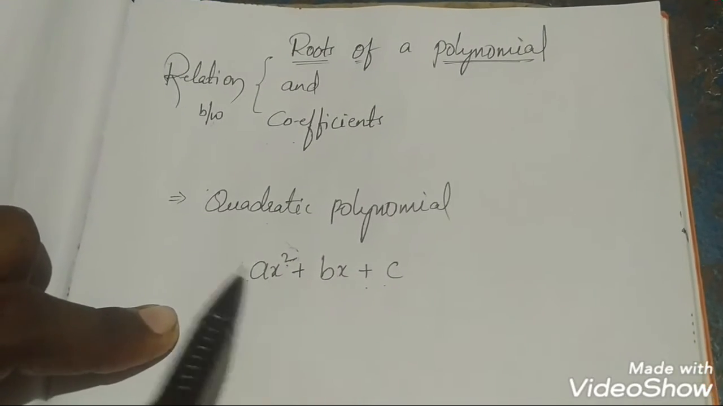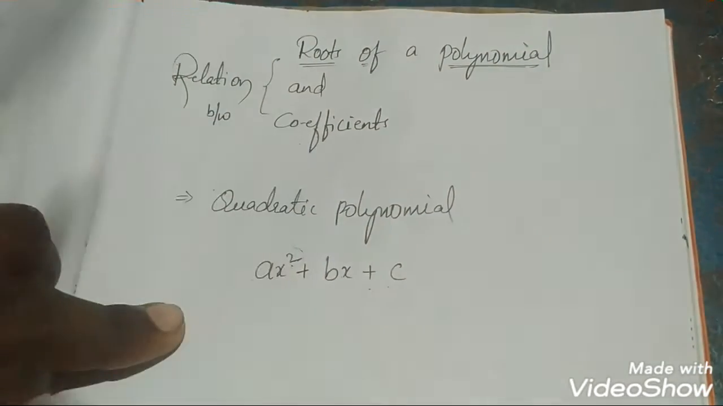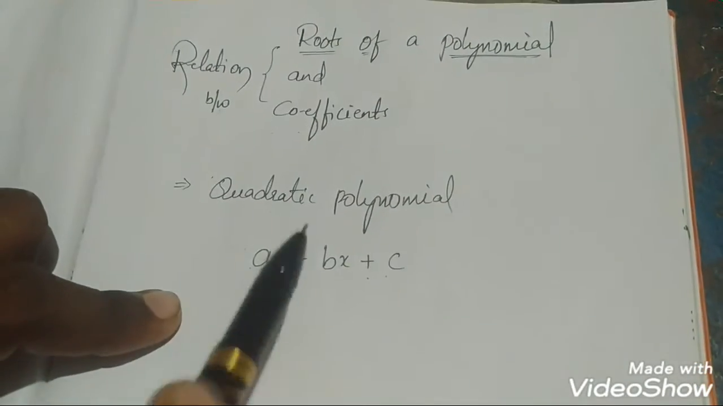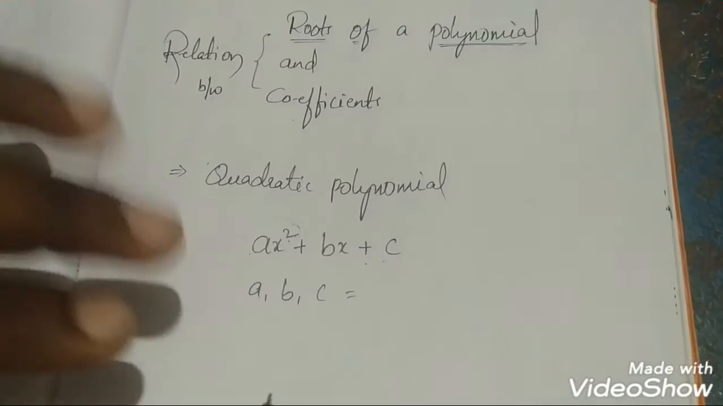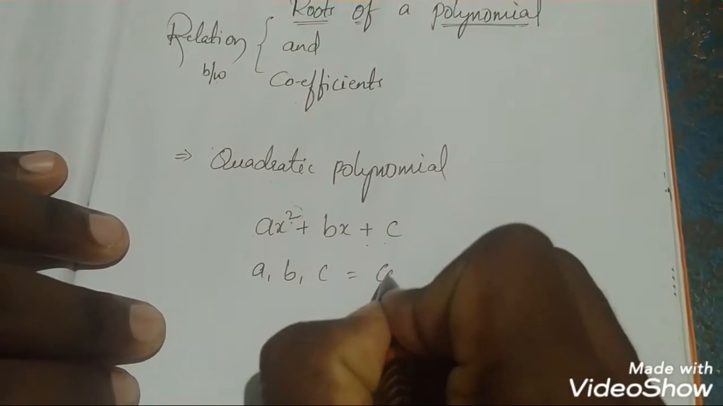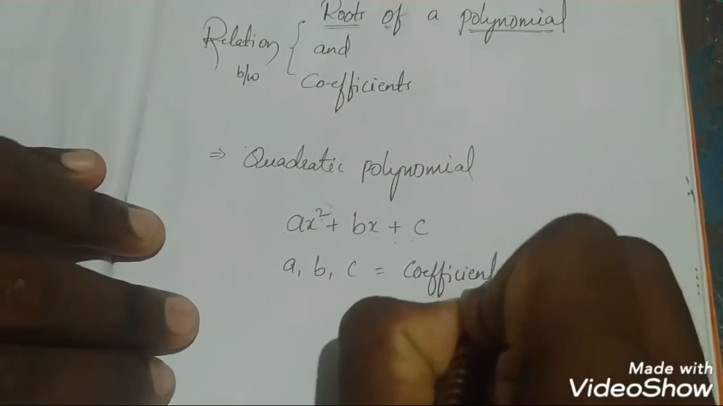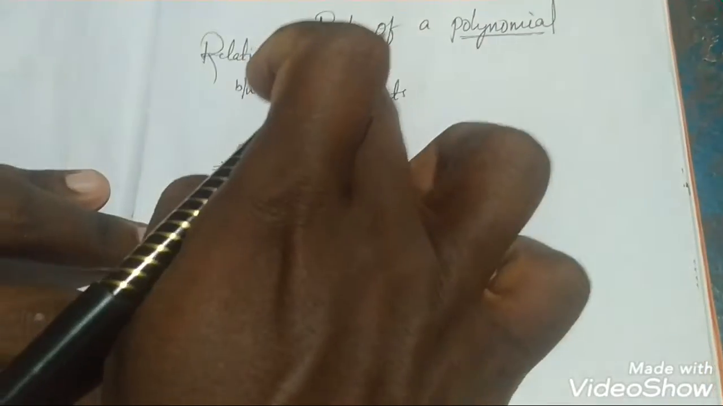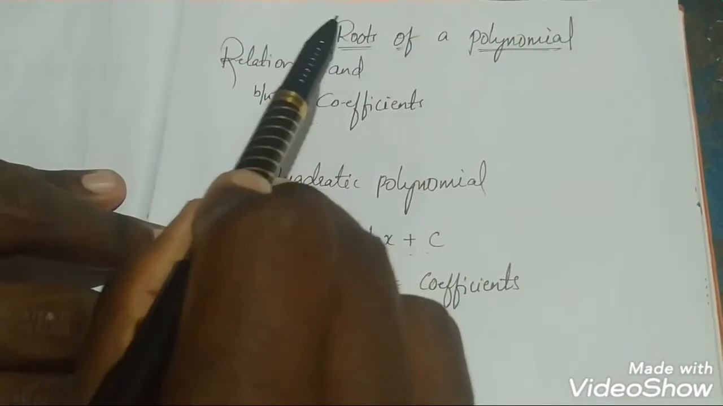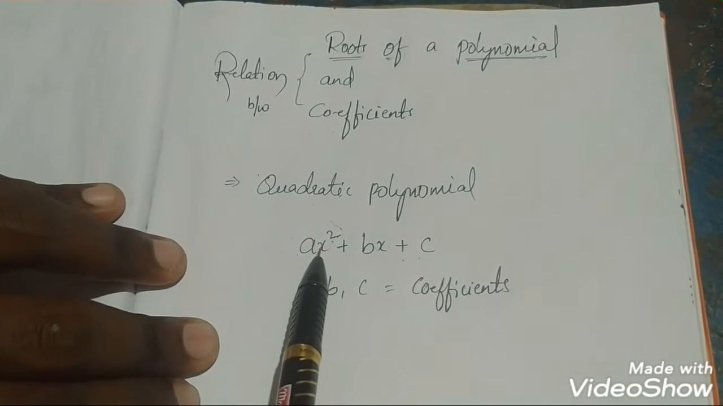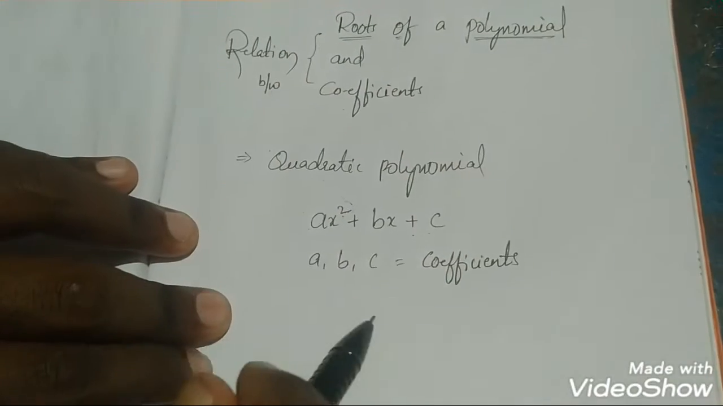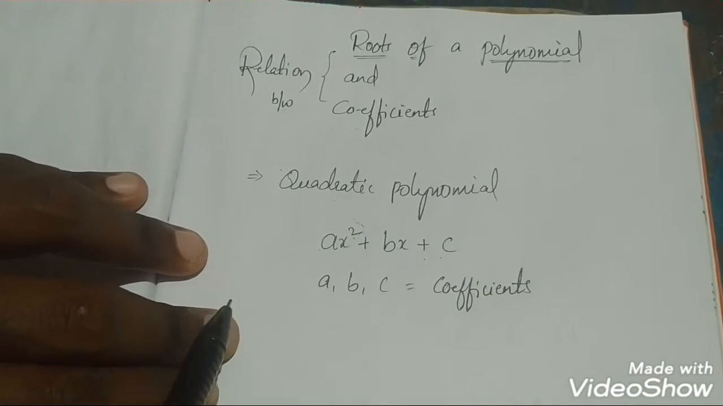Now we must make a relationship between roots and coefficients. You already know the coefficients: a, b, c. Then what is meant by roots? Roots are nothing but the values such that whenever we put the value in place of x, the polynomial becomes 0. Simply put, they are the divisors of the polynomial.